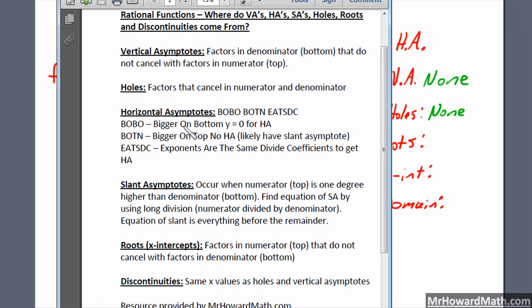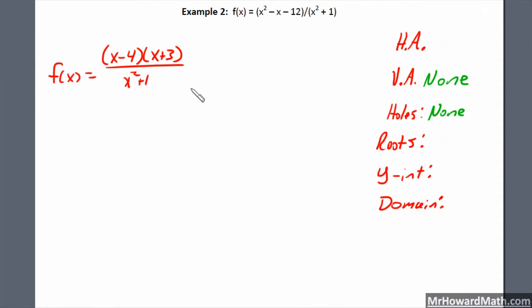So no factors in the denominator. Remember our list. Vertical asymptotes and holes come from factors in the denominator. Factors that cancel are holes, factors that don't cancel are vertical asymptotes. So that part is answered.